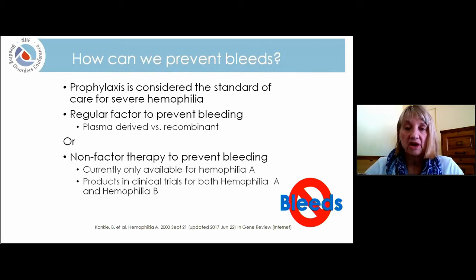There is now on the market today a non-factor therapy that is used for prophylaxis or to prevent bleeding. This is only available for those patients with hemophilia A. However, products are in clinical trials for both hemophilia A and hemophilia B. So soon we should have another product that is a non-factor product that can be used as a prophylactic agent to prevent bleeding.